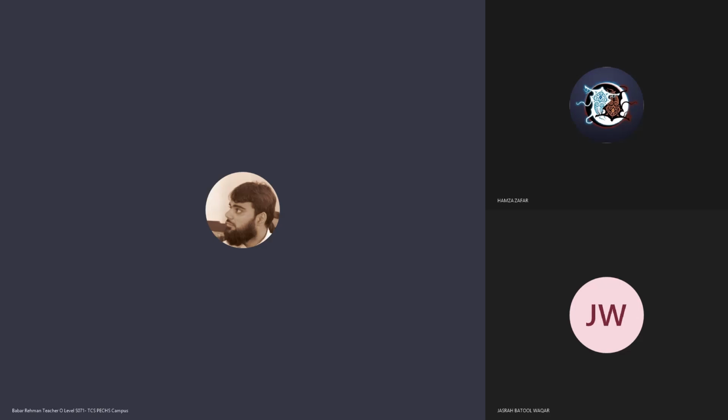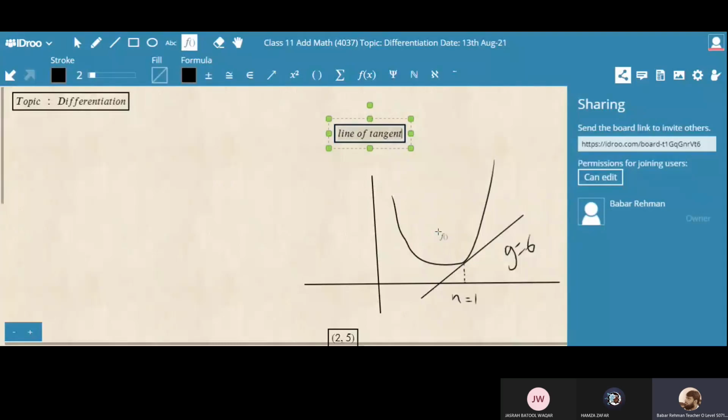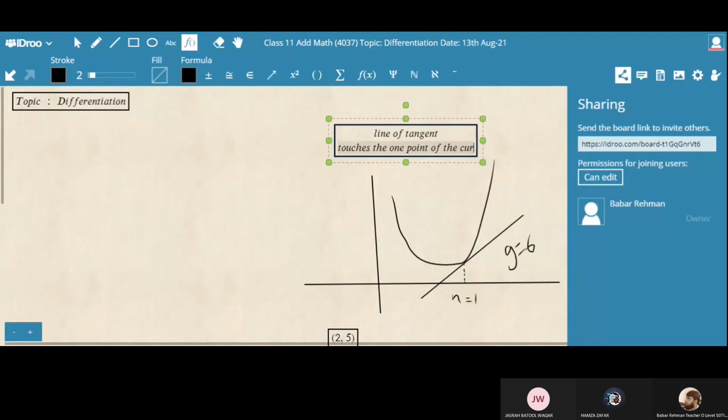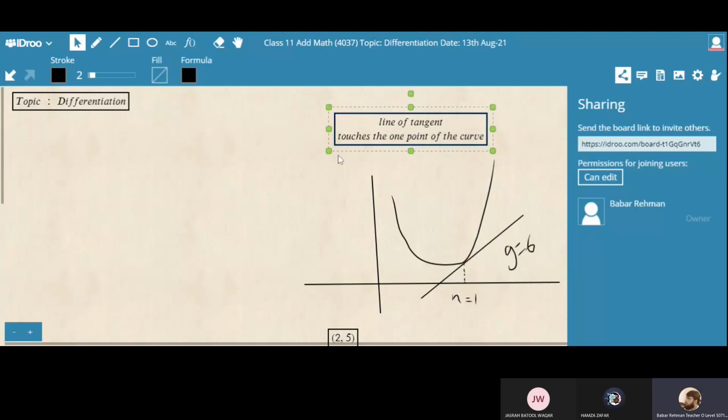Okay, student, this line is called the line of tangent, which touches one point of the curve. This is the line of tangent. So we have to find the gradient and whatever is that.